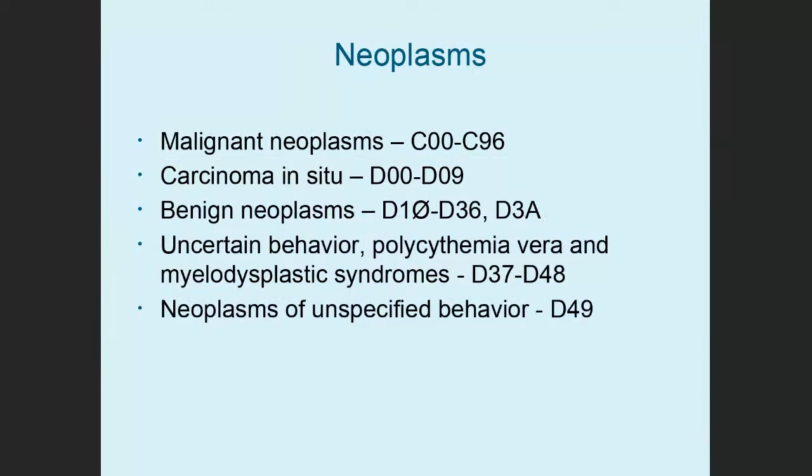So neoplasms. The type of neoplasm in the tabular list is in different sections according to the type. Malignant neoplasm C00 to C96. Carcinoma in situ D00 to D09. Benign neoplasms D10 to D36 plus D3A, uncertain behavior D37 to D48, and unspecified behavior D49.